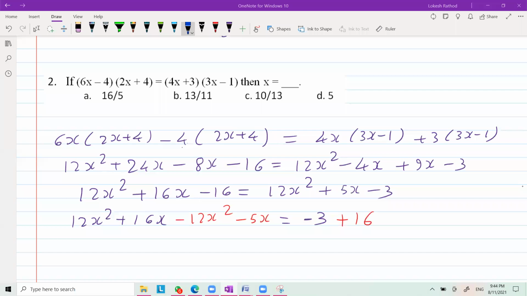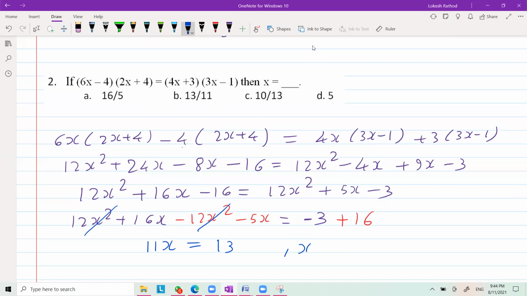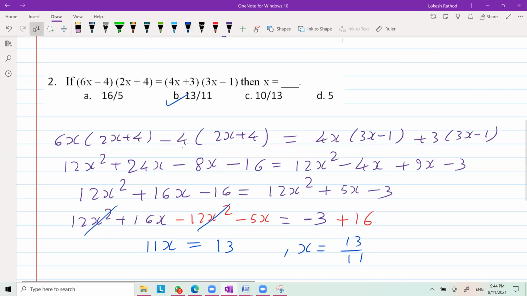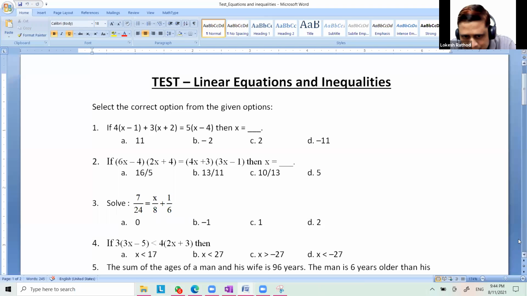Now if I cancel, this 12x square is cancelled, it's 0. 16 minus 5, 11x. And this side, I have 16 minus 3, which is 13. So x is equal to 13 over 11, right? Is it clear? Yes. Fine. Okay, great. Then let's do the third question.